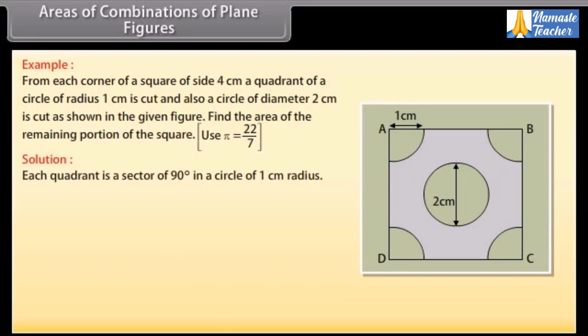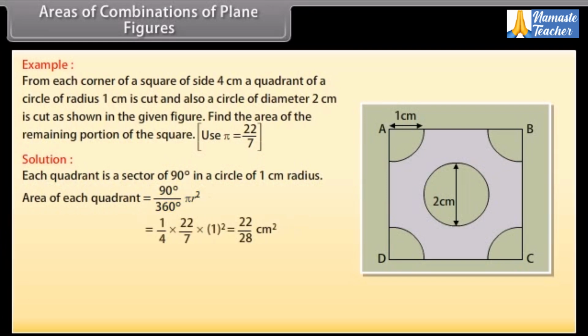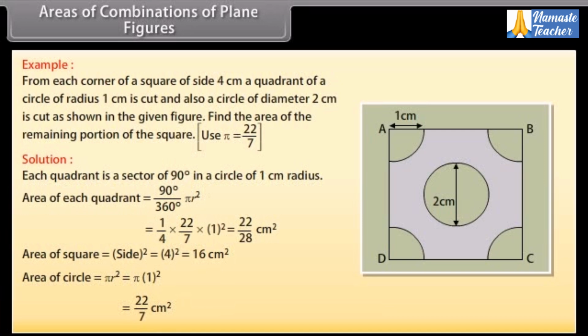Each quadrant is a sector of 90 degree in a circle of 1 cm radius. Area of each quadrant is 90 degrees upon 360 degrees into pi r square, which becomes 22 upon 28 centimeters square. Now, area of square is equal to side square, which equals 4 square, which is equal to 16 centimeters square.